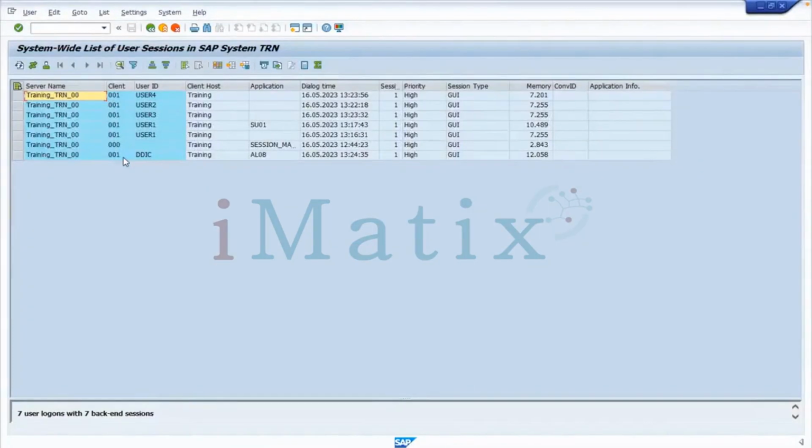Account creation, SU01. We will see and discuss in detail. That is our next topic. User 2, user 3, user 4. I can see all the users are logged in. User 1, user 2, user 3, user 4, all are logged in and DDIC is my login. This is LOA.